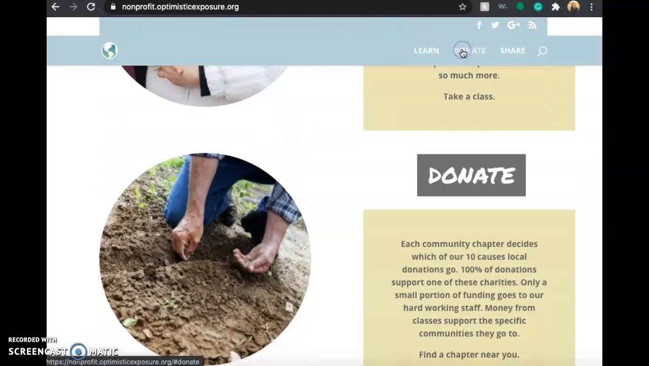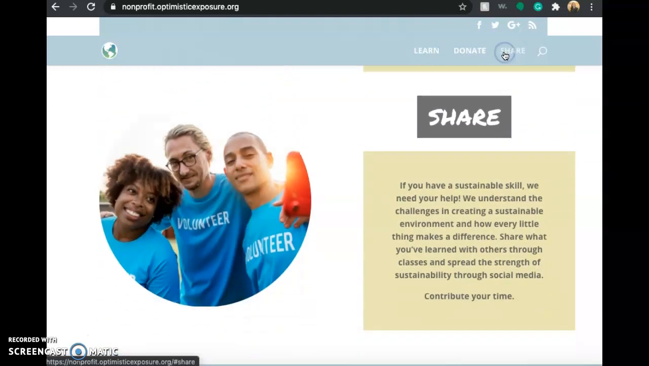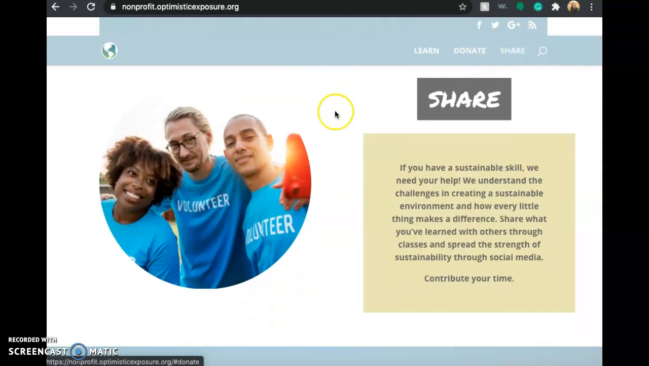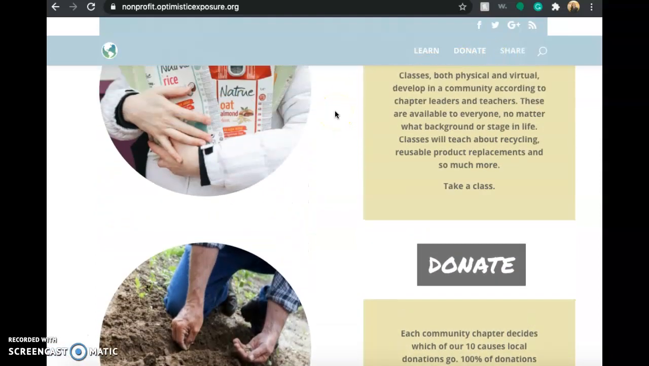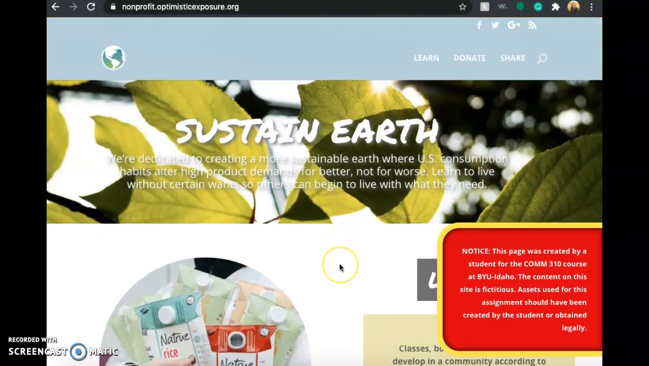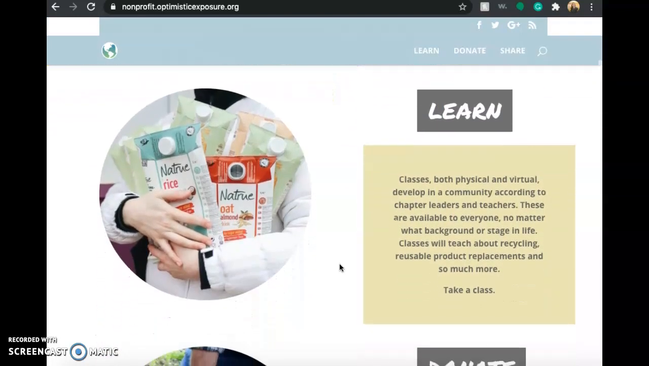Learn, donate, share. The purpose of this website is to connect community members and teach each other how to be sustainable and learn certain skills. I wanted my design elements to reflect that. By breaking them up into different sections, viewers know exactly where they're looking and what they're looking for.